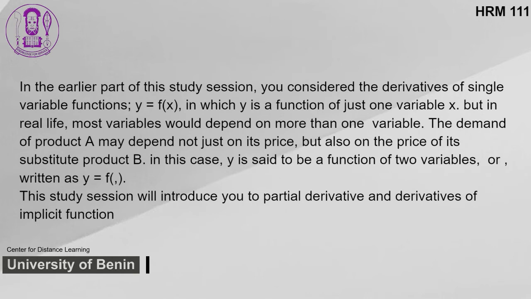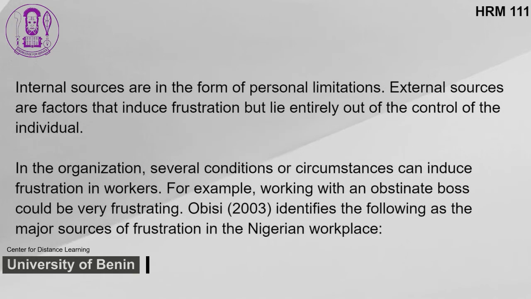People join work organizations in order to meet one form of need or the other. However, it is not in every instance that the goal-directed behavior of the individual yields the desired result. Sources of frustration. Sources of frustration could be divided into two: internal sources, in the form of personal limitations, and external sources, which are factors that induce frustration but lie entirely out of the control of the individual.